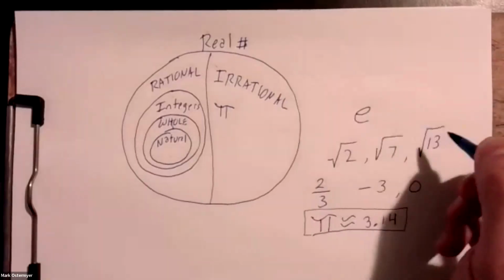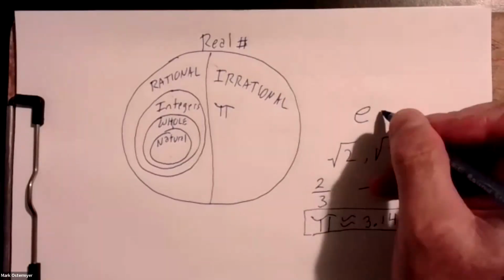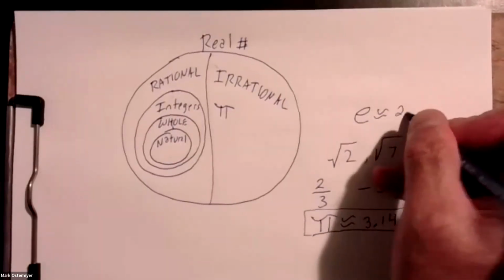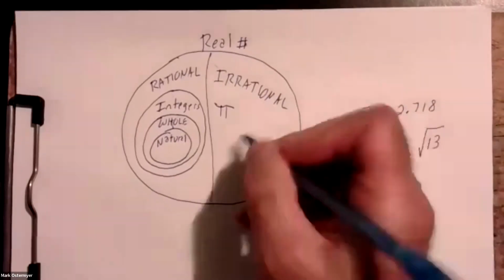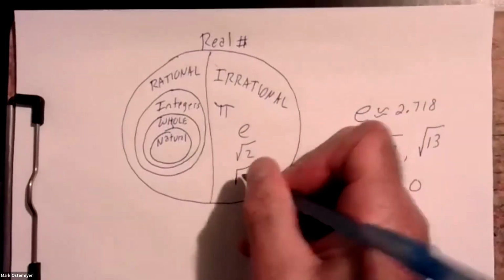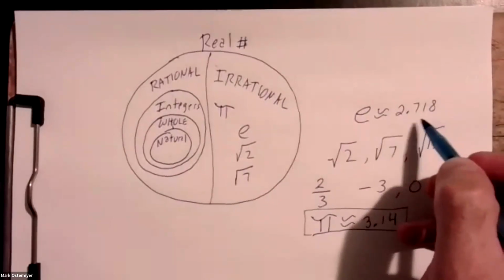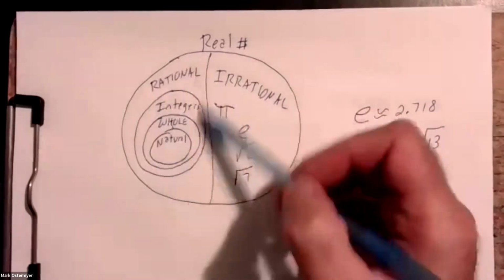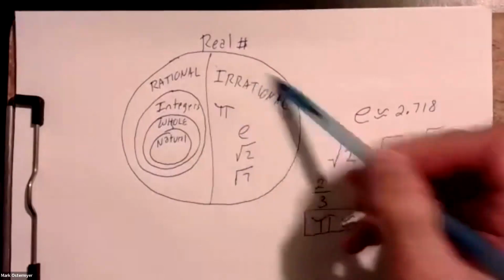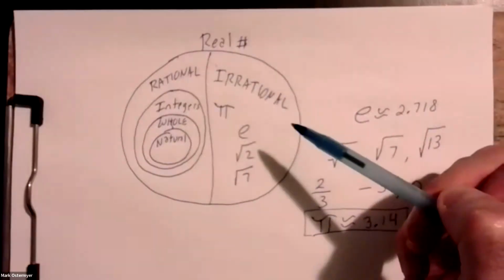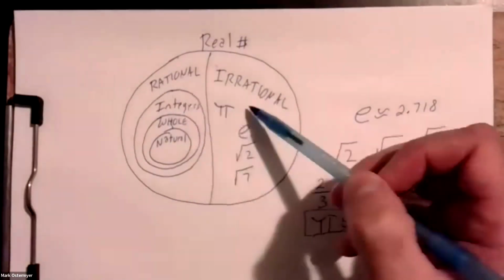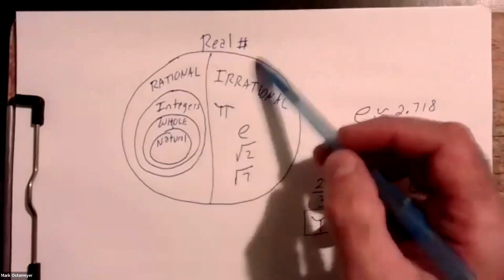Base e, which is called a natural base in mathematics, which is approximately about 2.718, is an irrational number because its decimal rambles on and on, never terminating or never repeating. So there's an infinite number of rational numbers, and there's also an infinite number of irrational numbers. Either way, they're always real numbers.